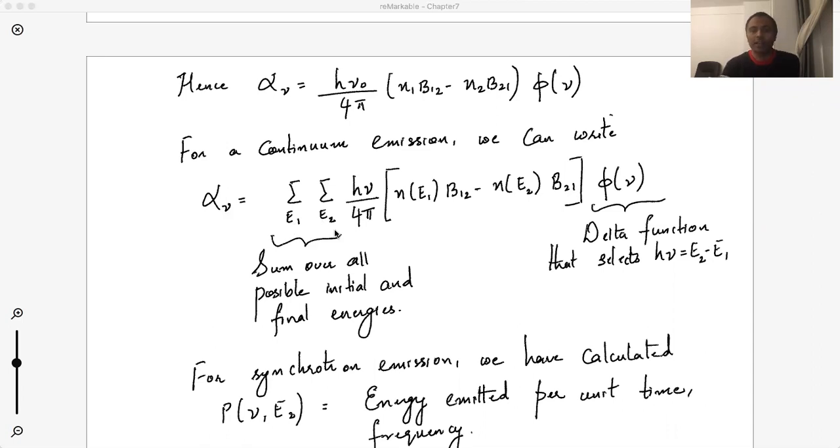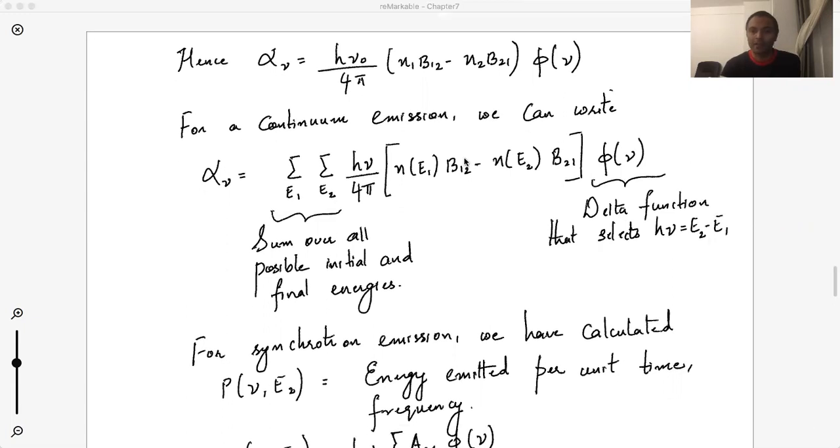So the way we can take care of that is to have a summation over both E1 and E2, and then make sure that this profile function is defined such that it reduces to a delta function, and it only selects for cases where h nu equals E2 minus E1. Okay, so this is probably the only departure from the formulation which you are used to.